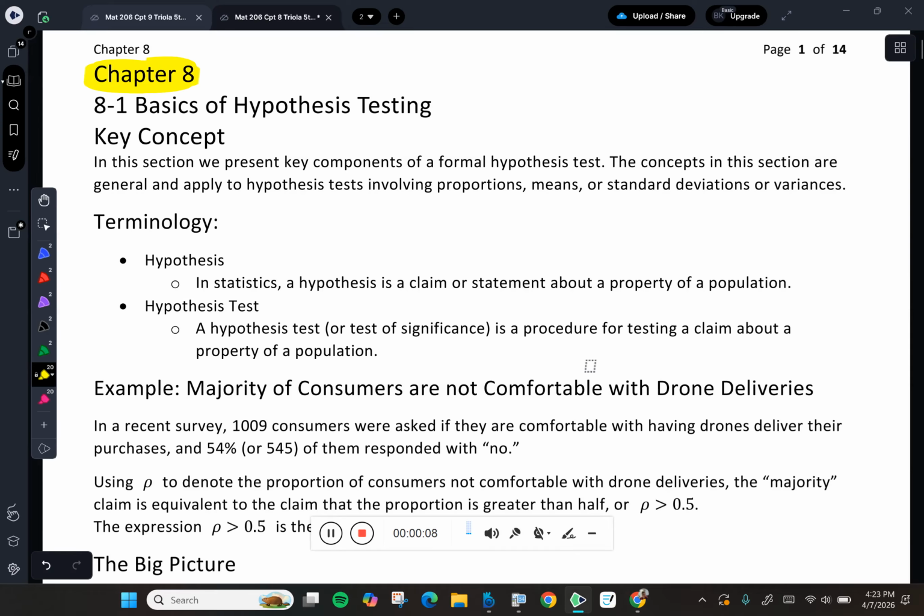In this session, we are going to take a look at hypothesis testing, which is what everything we've done so far pretty much has been leading us to. So, the key concept, the basic idea for all of Chapter 8, we're going to take a look at the key components to do a formal hypothesis test.